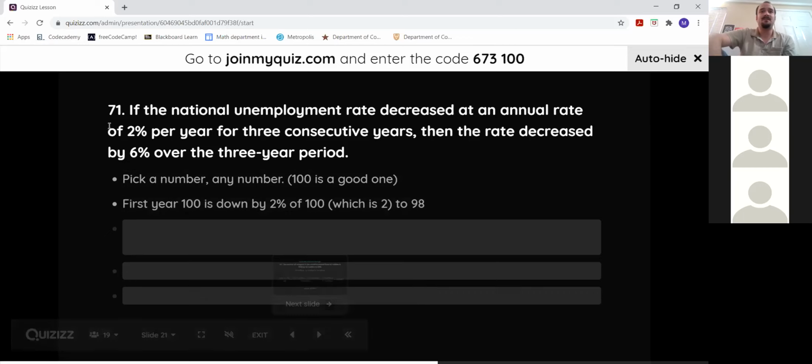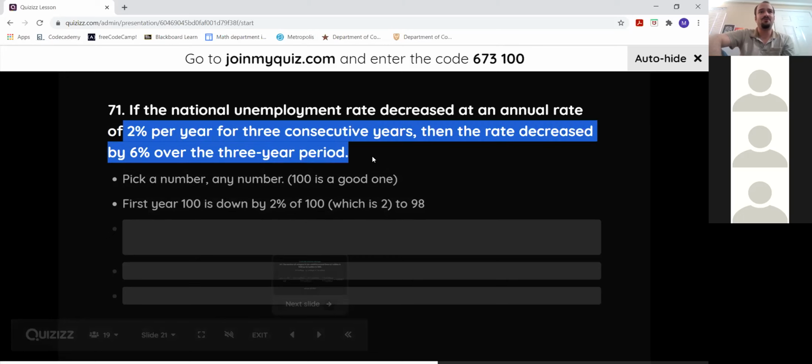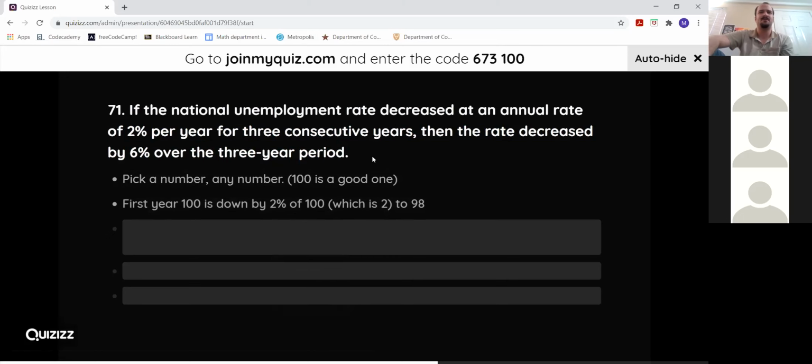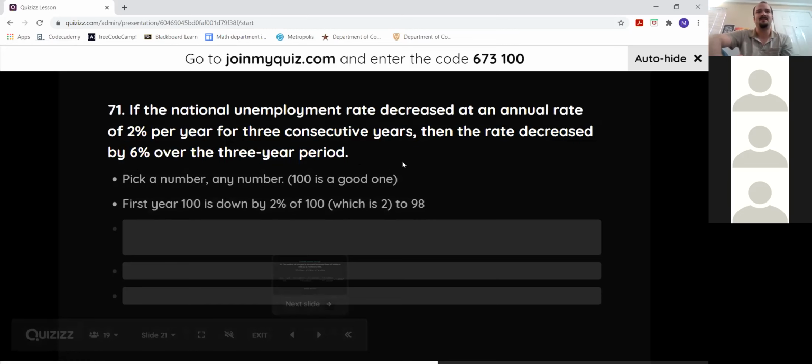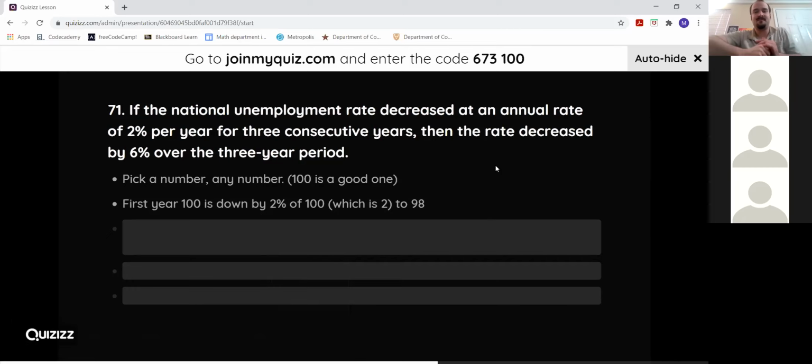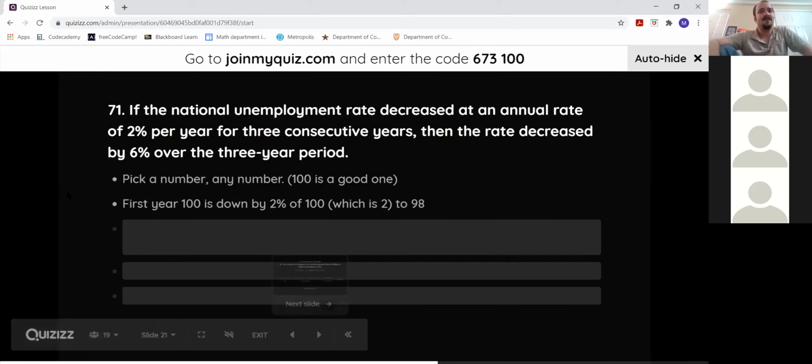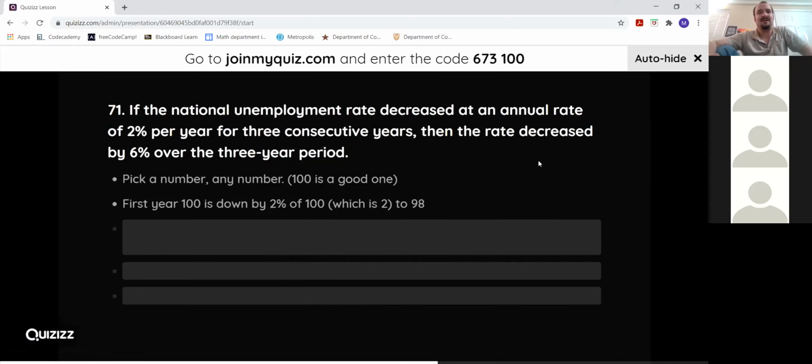Because if this is true, it should be true for any number I pick. That's the thing about a math statement: we want something that's true of everything. So if it doesn't work for one thing, one counterexample kind of proves it. So if I can get a counterexample, that's my goal. If I start out with 100, I want to see if it goes down by 6%. So I should end up at 94 if I'm going down 6%.